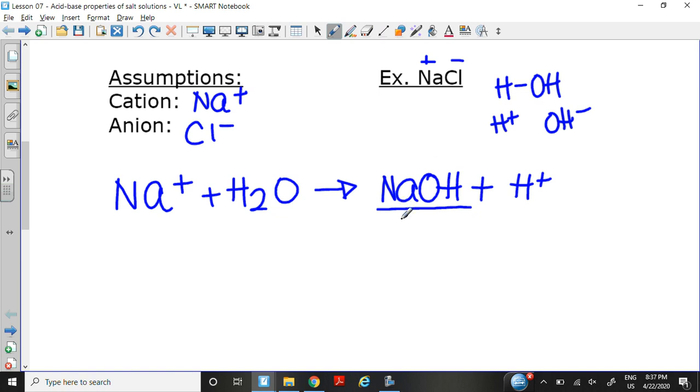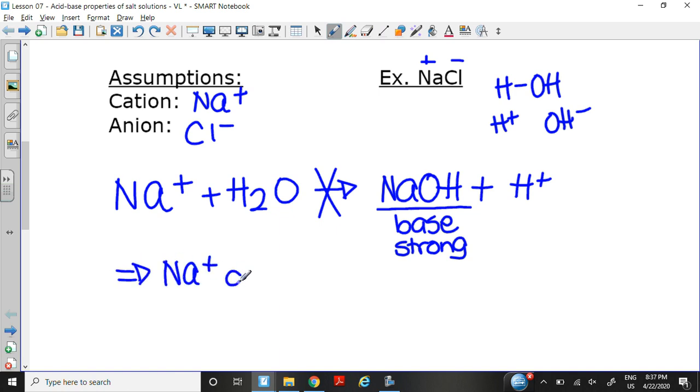Looking at this sodium hydroxide, hopefully you recognize right away, this is a base. And then we have to think about our strength of acids and bases. Is this a strong base or a weak base? This one here we know is definitely strong. And remember what we said about strong bases? They completely dissociate in the presence of water. So is there any chance that this is actually going to reform? No, it's not going to happen at all. So this reaction actually doesn't happen. And what we can say here is the sodium ion does not interact with water.